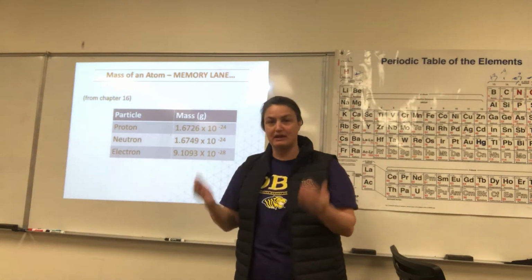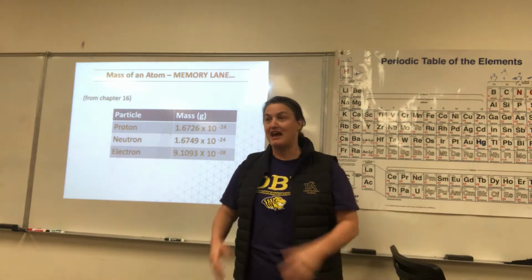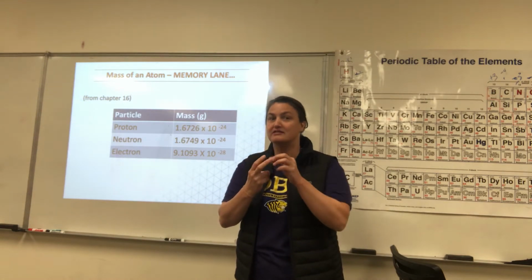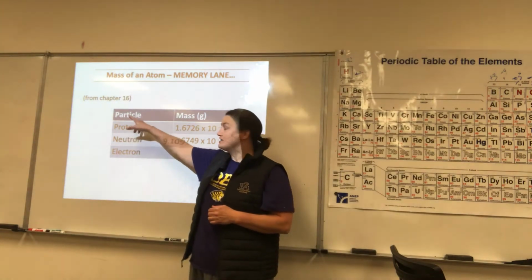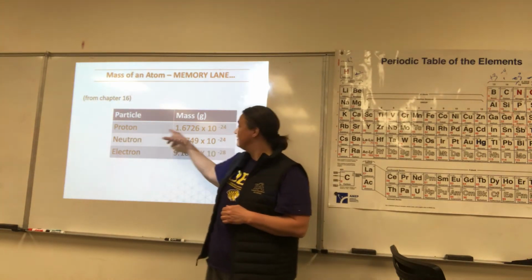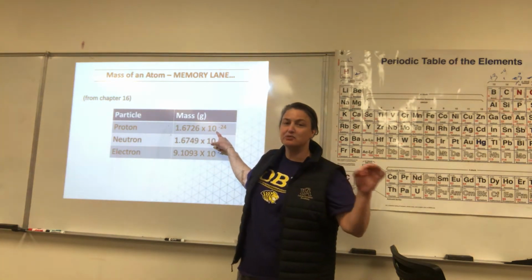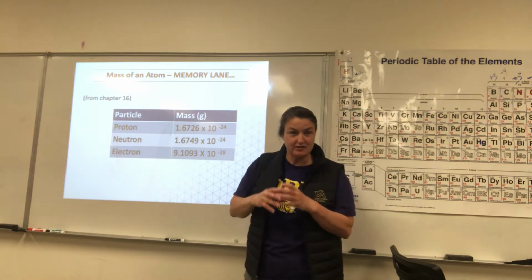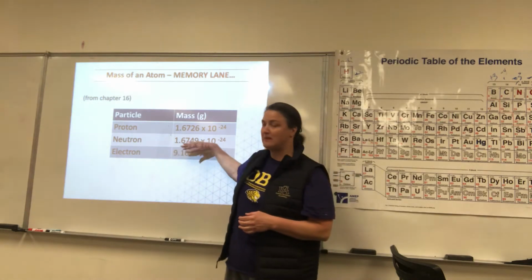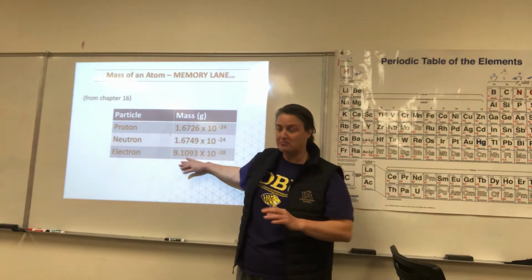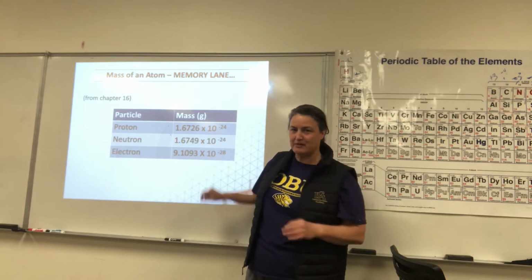Let's walk down memory lane for a minute. Let's talk about an oxygen atom. Let's talk about an atom. An atom is made up of protons, neutrons, and electrons. And we have learned in chapter 16 that a proton is 6.6726 times 10 to the negative 24th grams. It's so tiny. It's a really tiny measurement. A neutron is about the same. An electron is even tinier. Compared to these, it's practically massless. But there's a tiny bit of mass.